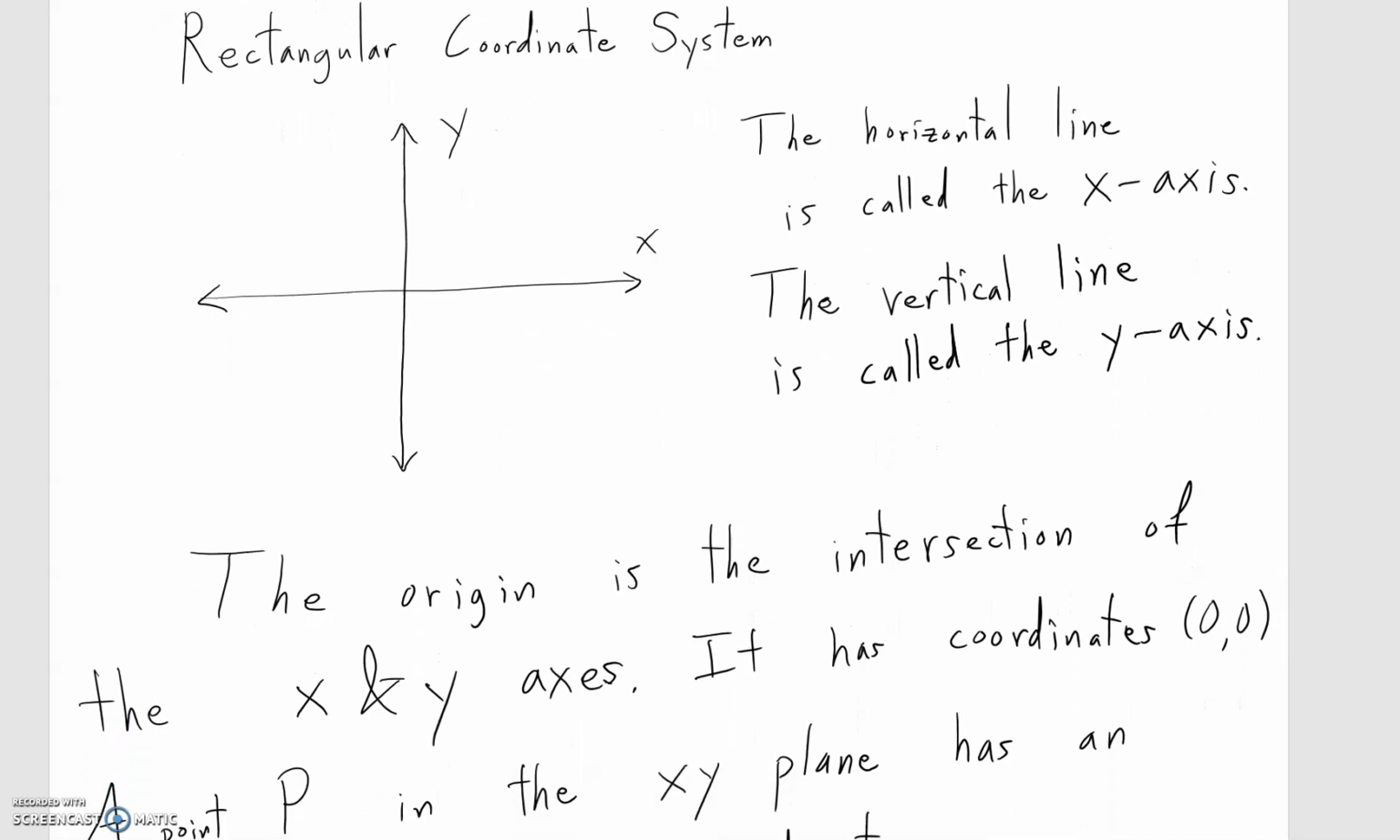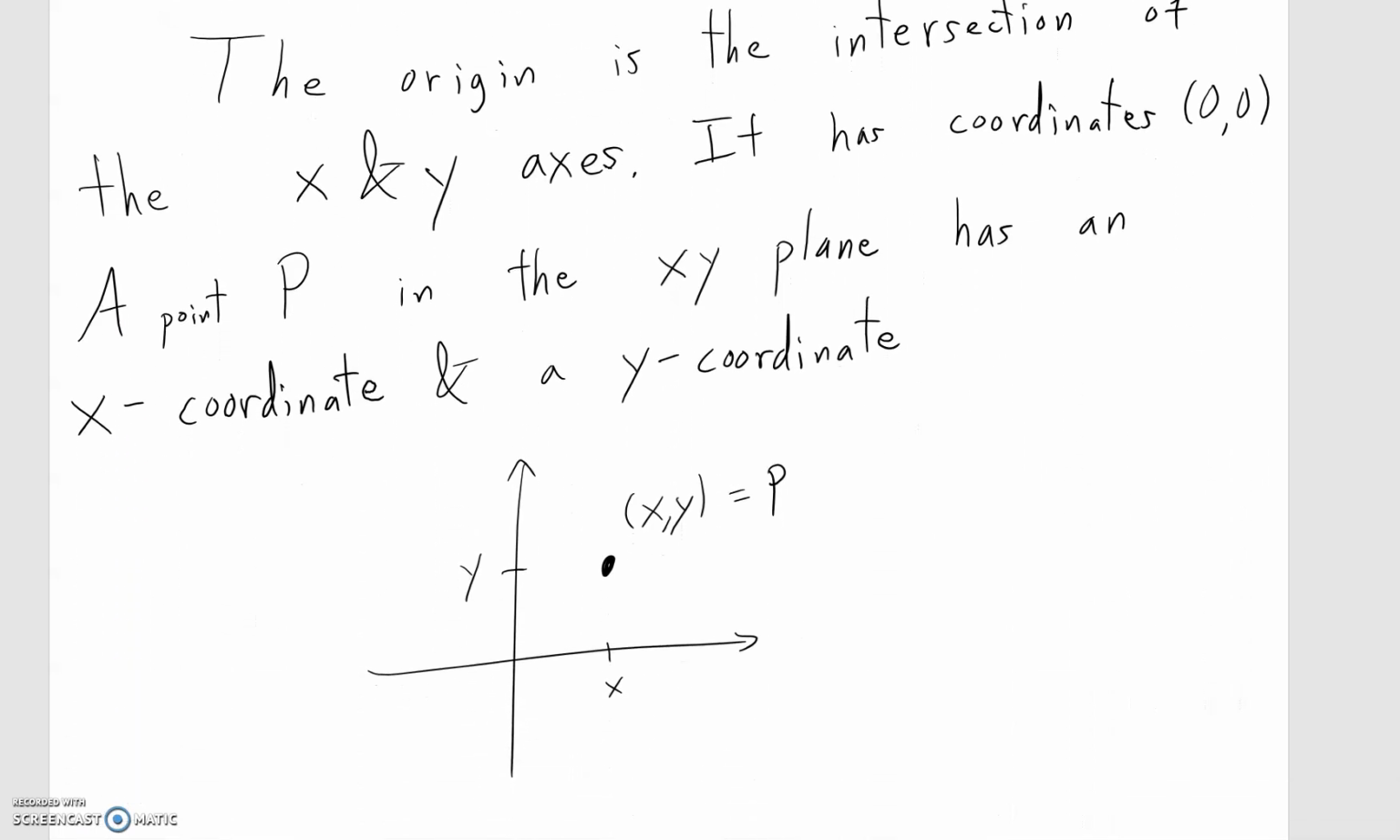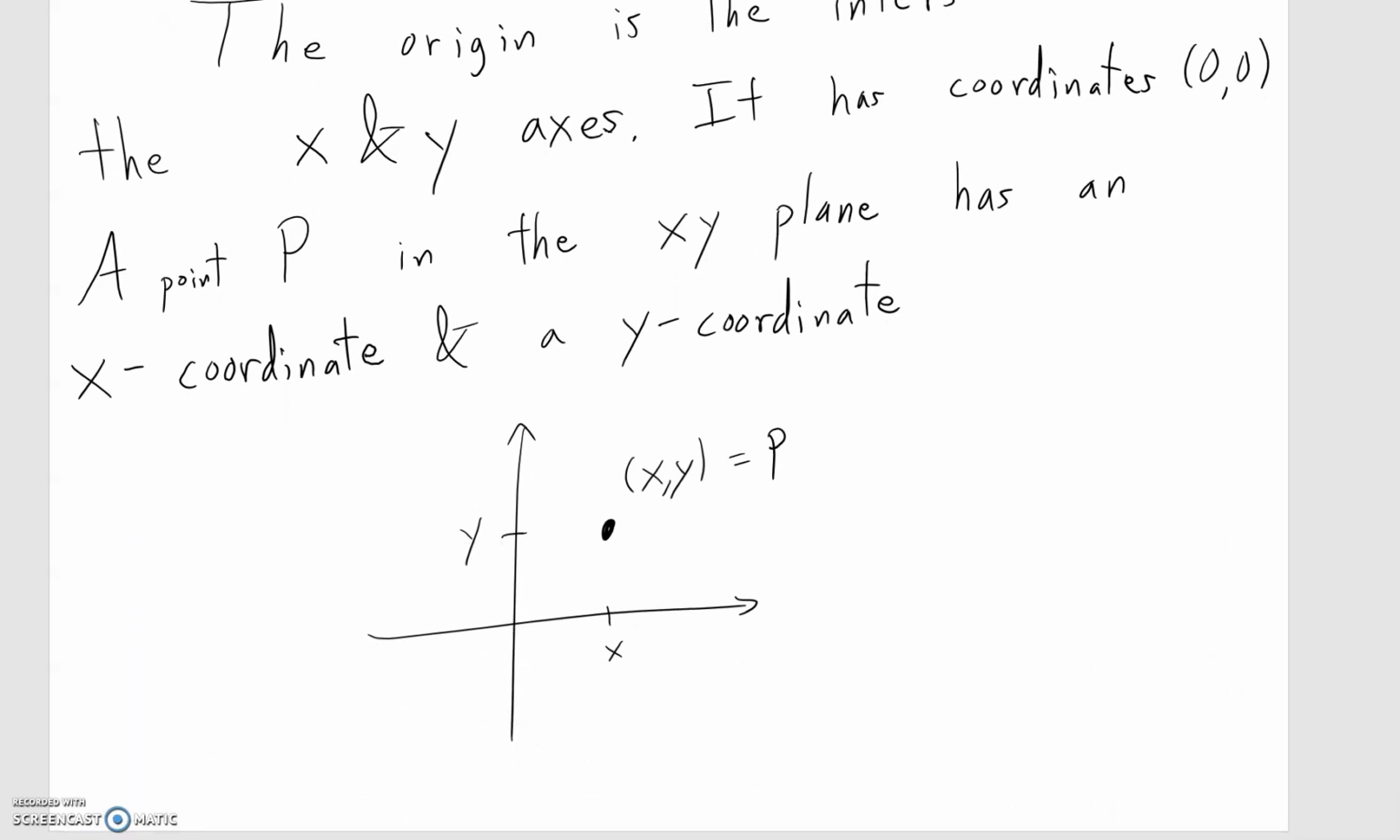What exactly are coordinates? Every point P that is in the xy plane has an x coordinate and a y coordinate. So every single point that you have in the xy plane has a horizontal component and a vertical component. The horizontal component, that's the x coordinate, is listed first in a point, and the vertical component, that is the y coordinate, is listed second.